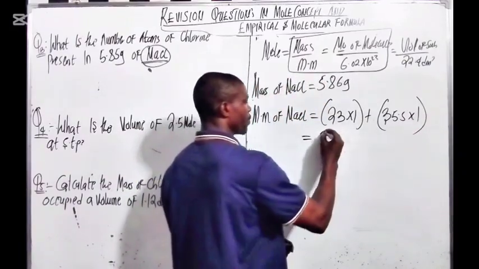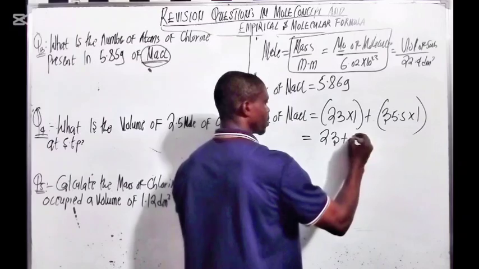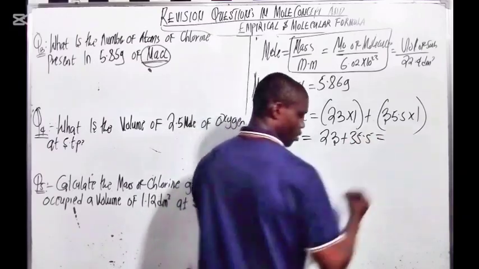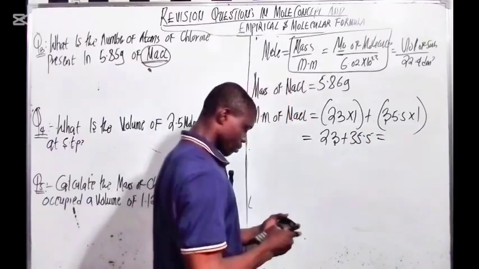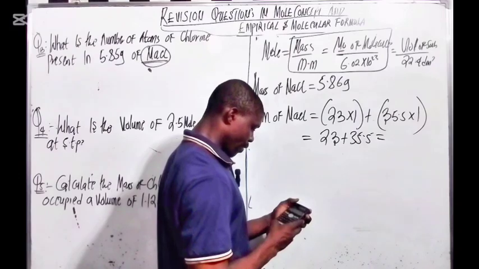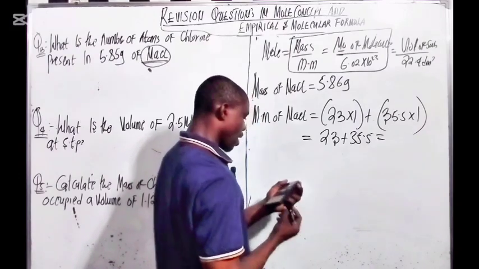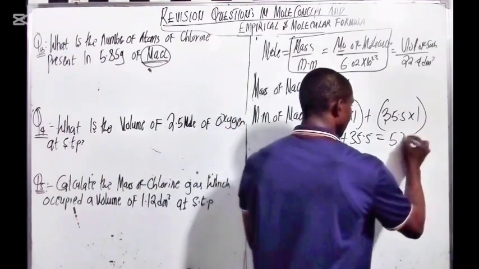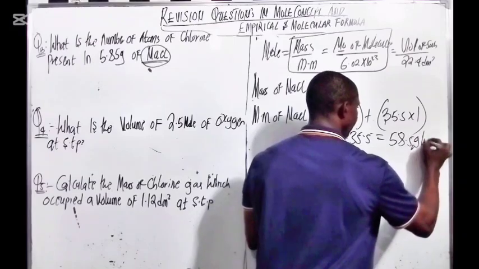So what do you have here? You have 23 plus 35.5. What will be the answer here? 23 plus 35.5. Here we have 58.5 gram per mole.